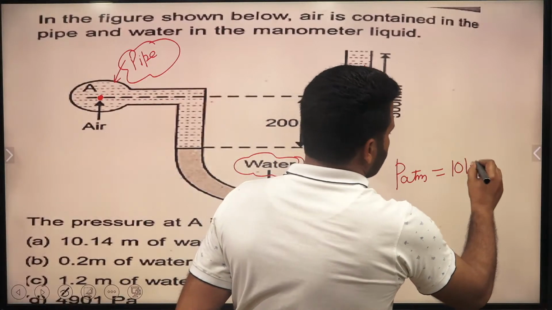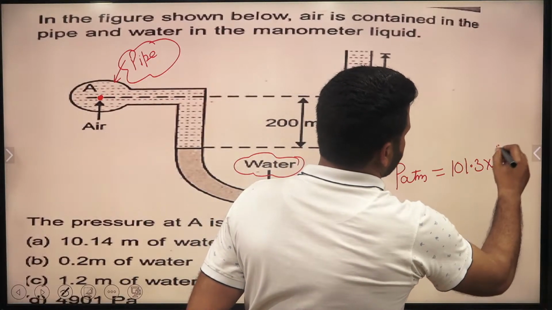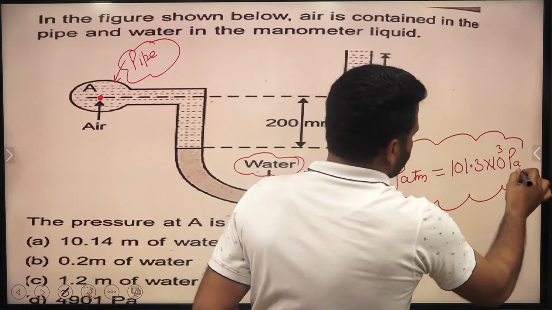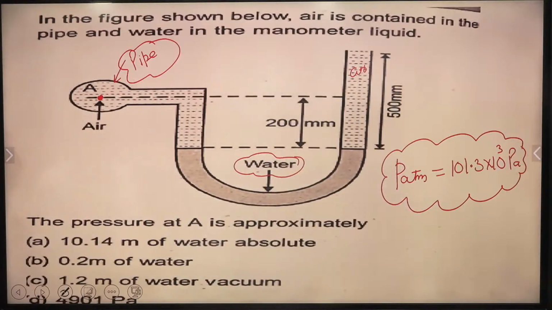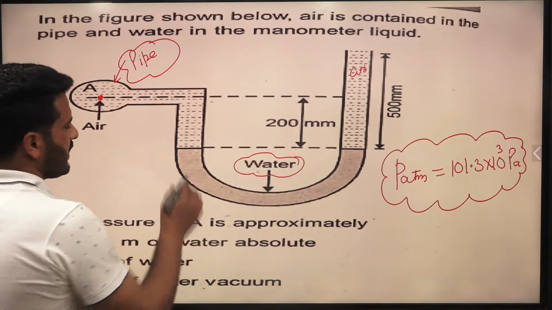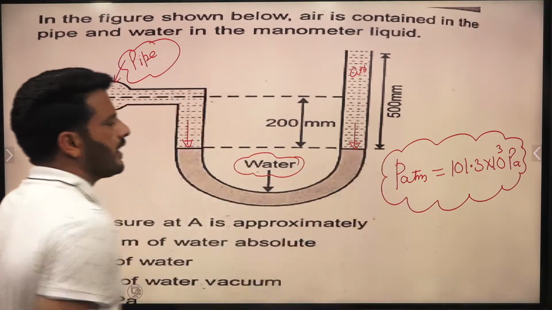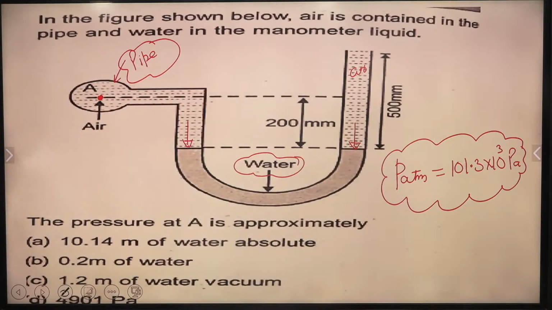Is it 101.3 into 10 raised to the power 3 Pascal? Is it okay or not? This is the atmospheric pressure that you can take here. Why do I consider atmospheric pressure? Because here we have air. The pressure that air will be exerting on this water is atmospheric pressure. So just equate this atmospheric pressure to the pressure formula.